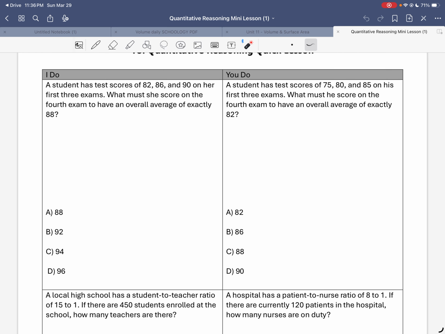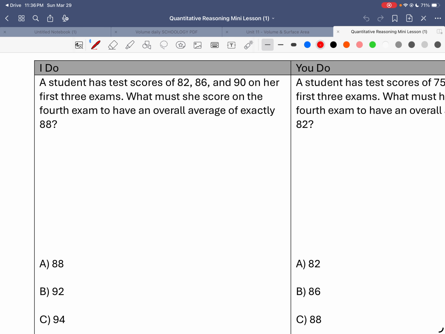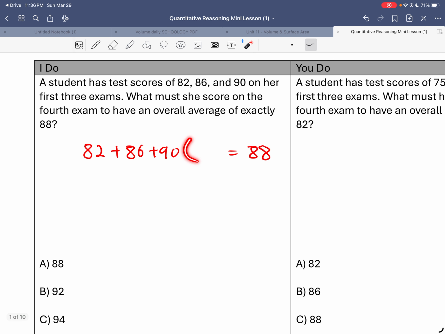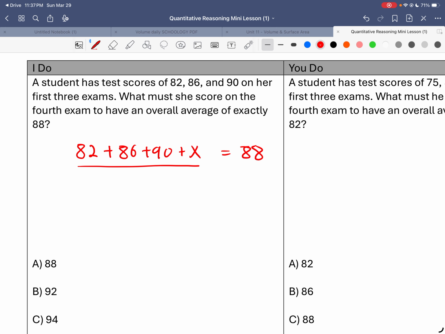So number one, a student has test scores of 82, 86, and 90 on her first three exams. What must she score on her fourth exam to have an overall average of exactly 88? And we went over very similar questions in class. So she scored 82, 86, and 90, and she wants to get 88 in total, which means there's a fourth test that she has to take, and we don't know what she needs to get. So we're gonna put X. And you guys already know what to do. Since we have four tests, we are gonna divide this by 4.